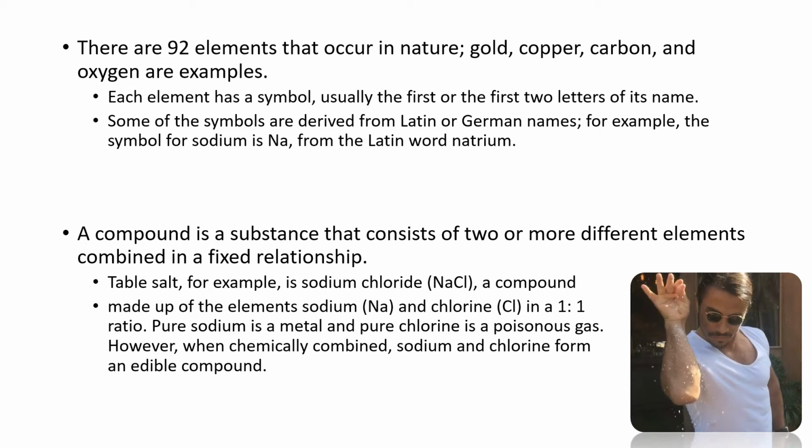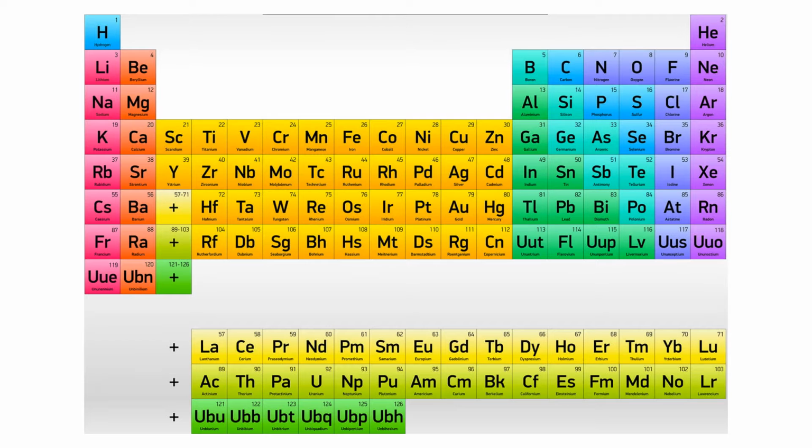As we know, in nature there exist 92 elements, for example gold, copper, carbon, which is one of the most common ones, oxygen, and many others. When these elements are combined, they create substances, and depending on how they are mixed, like for example sodium chloride, they will have different characteristics.